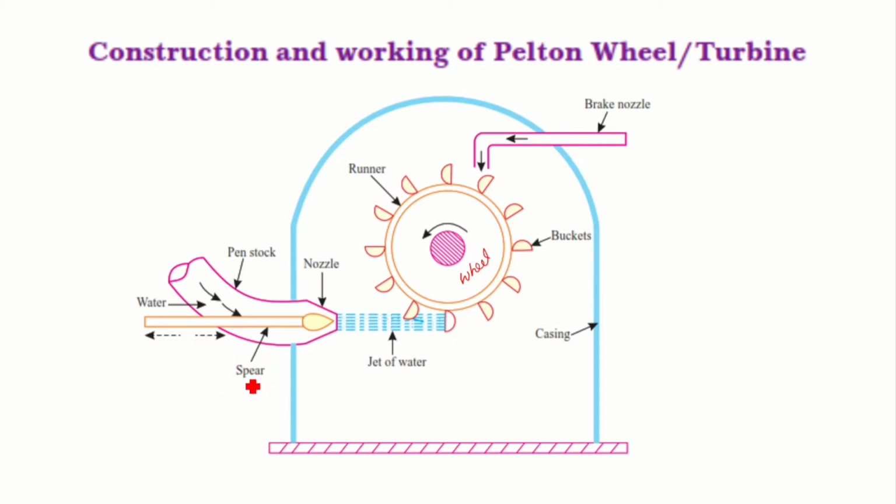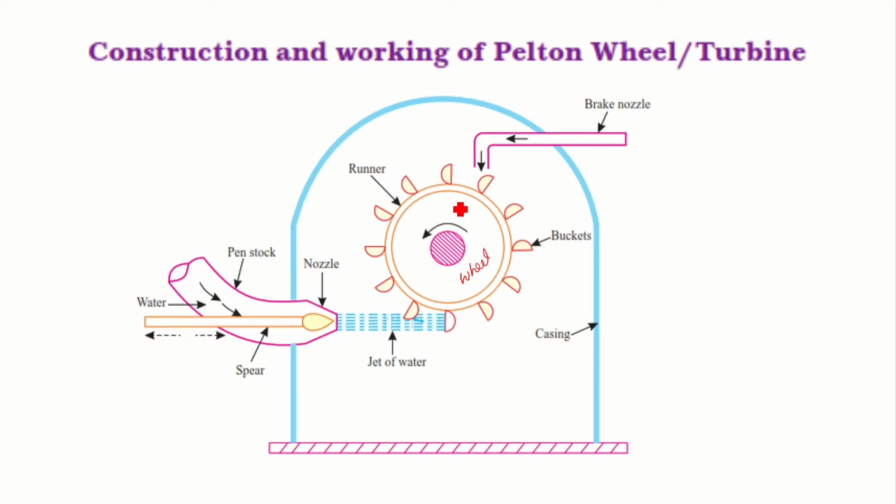The bucket speed can be adjusted by using a spear. The nozzle spear is placed here. If we adjust this spear, we can control the flow of water. If we want to stop the water, the spear must be fully closed. That means the spear must completely enclose the opening, and thereby we can stop the water. But what will happen if the water stops? Due to inertia, the wheel continues to rotate.